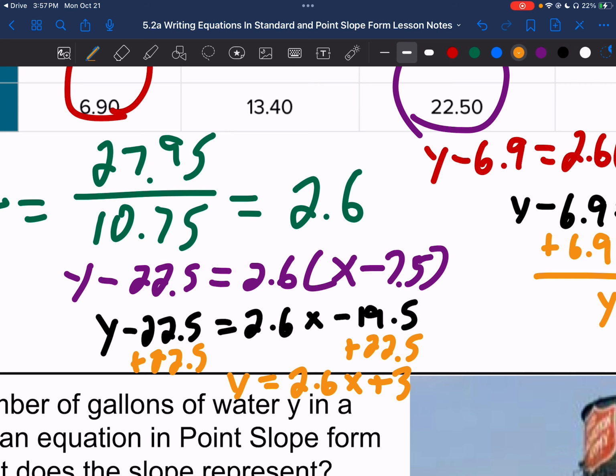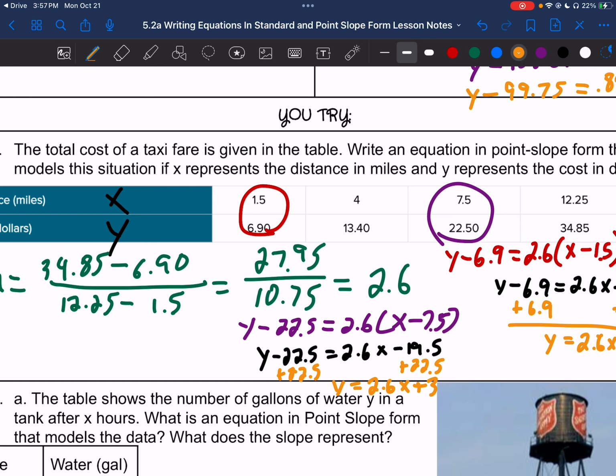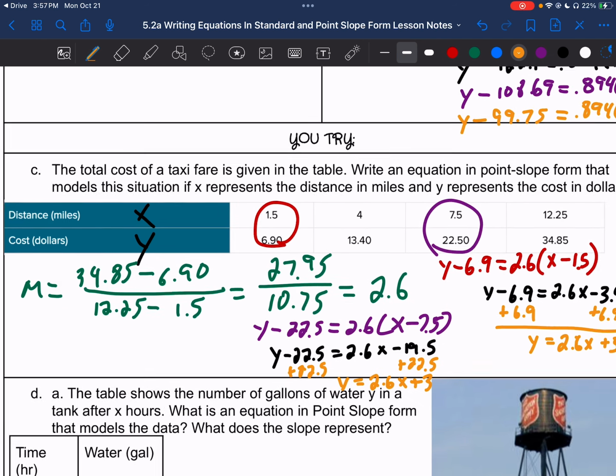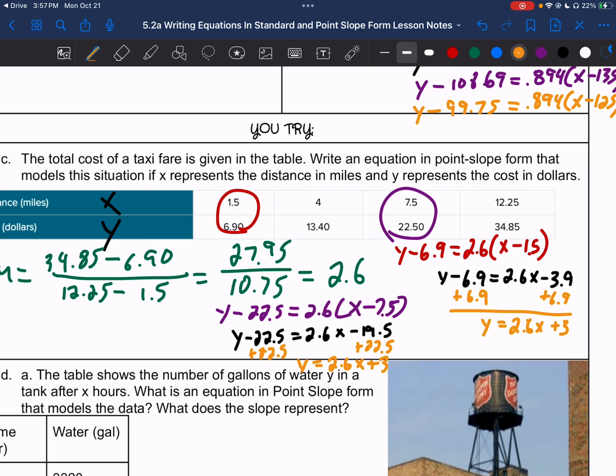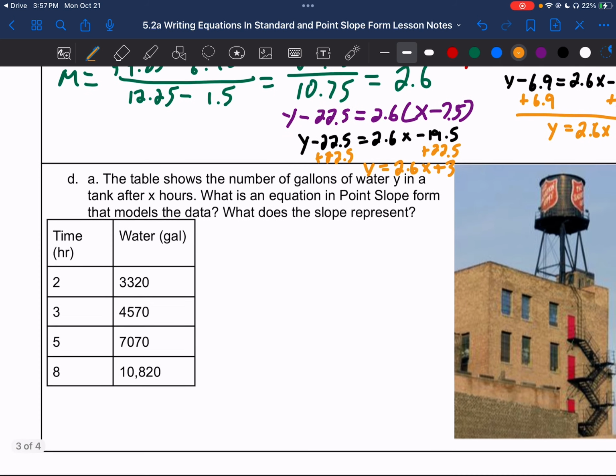You can just take my word for it that if you used 4 and 13.40 and 12.25 and 34.85, you are going to get the same value: a slope of 2.6, a y-intercept of 3. What does this mean? You're getting charged $2.60 per mile that the cab takes you, and it costs you $3 to pull the cab and get him to pull over and start driving you. So that is a prime example, working our way through and seeing that these two are, in fact, equivalent equations.